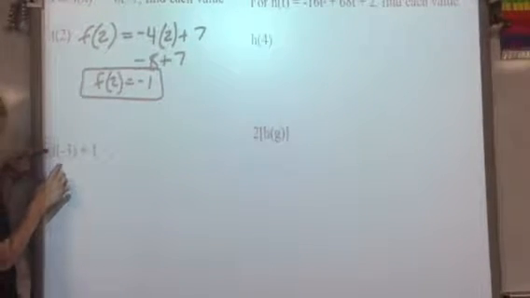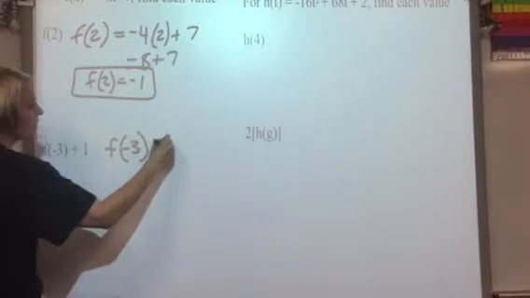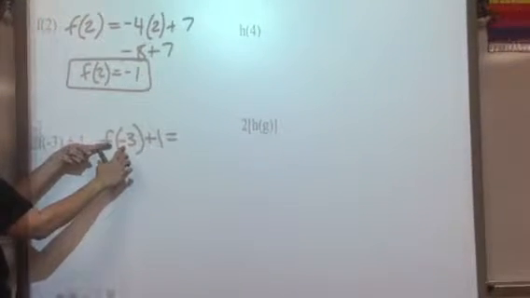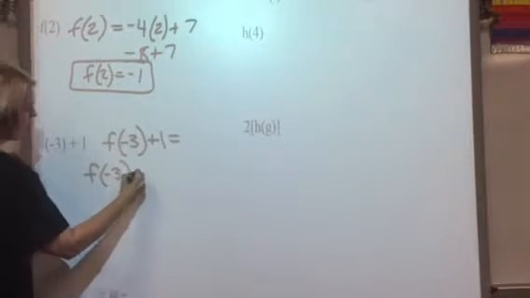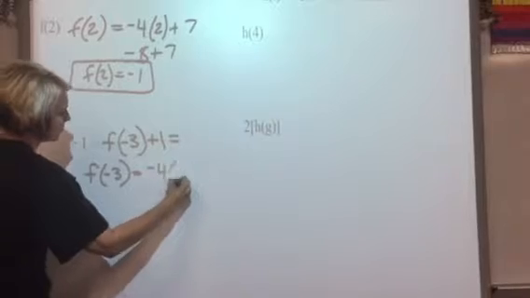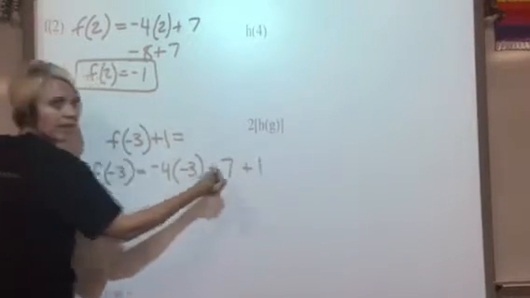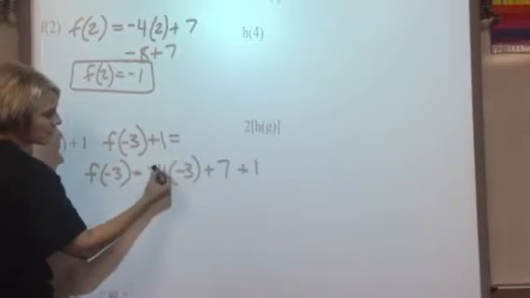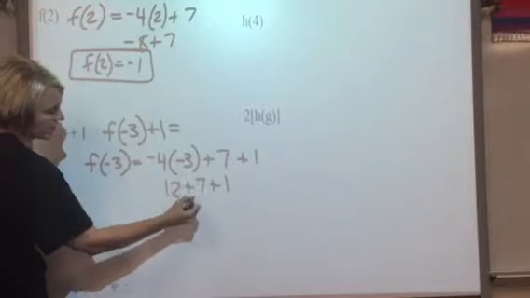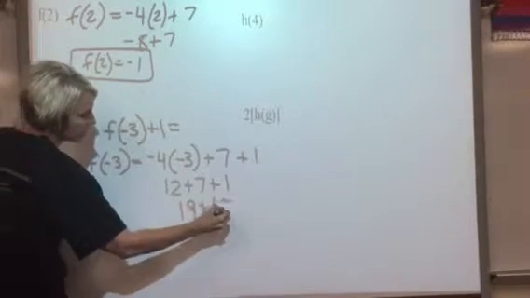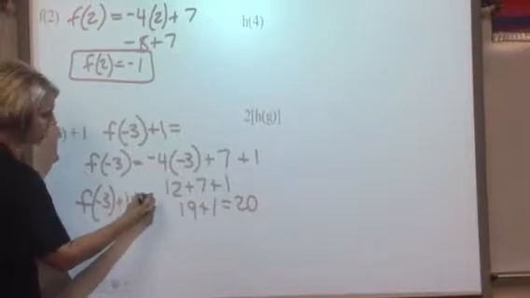Let's try this one. F of negative 3 plus 1. So f of negative 3 plus 1 means every time I see an x, I'm going to put a negative 3. And then this plus 1 means you're going to add 1 on the end. So you have negative 4 times negative 3, which is positive 12, plus 7 plus 1. 12 plus 7 is 19, plus 1 equals 20. So f of negative 3 plus 1 equals 20.